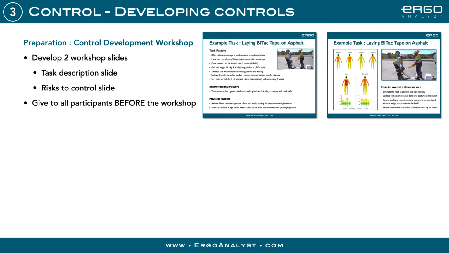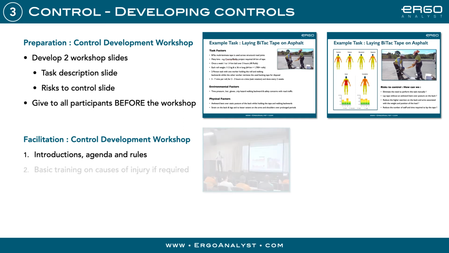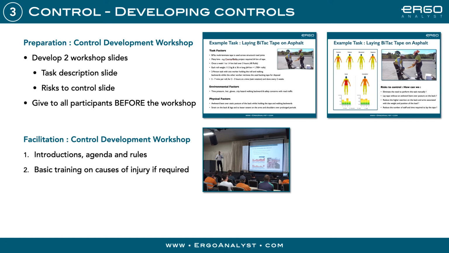The next step is to actually facilitate the Control Development Workshop. As with any workshop that is being facilitated, you should start the meeting with introductions, setting the agenda and rules for the workshop. Next, if appropriate, give some basic training on the 5 causes of musculoskeletal injury. The Control Development Workshop PowerPoint template in the Members Resources area of the website has a slide that you can use with full presenter's notes to help deliver this training if you wish. Or we can develop a short customized training video that you can play at the start of the workshop to ensure that the content and delivery is consistent.